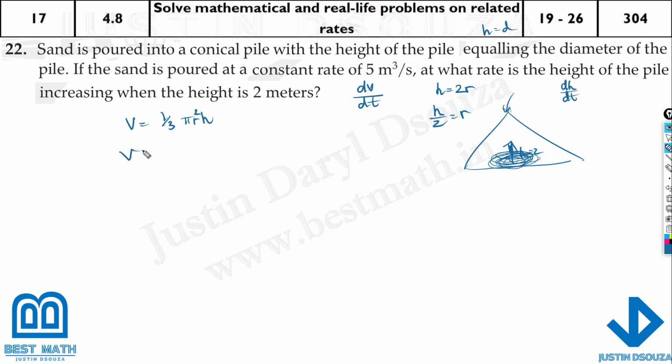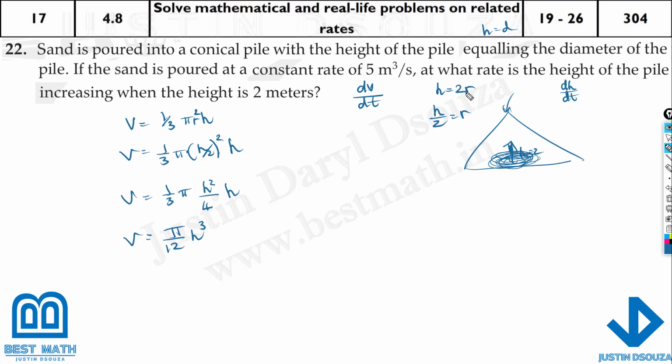Let's substitute everything over here. V is equal to 1 by 3 pi, r is basically h by 2, squared, times h. Now let's square this up. It'll be 1/3 pi h squared by 4, times h, volume. Now I will simplify this. 3 times 4 is 12, so I'll write pi by 12, h times h squared is h cube. So this is the reduced form of the equation.